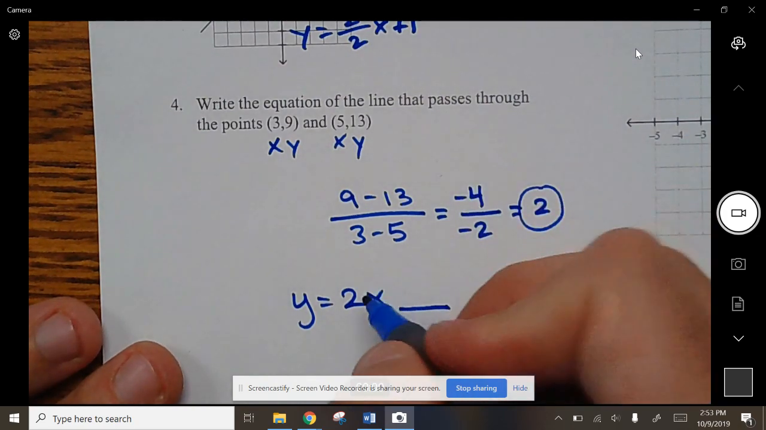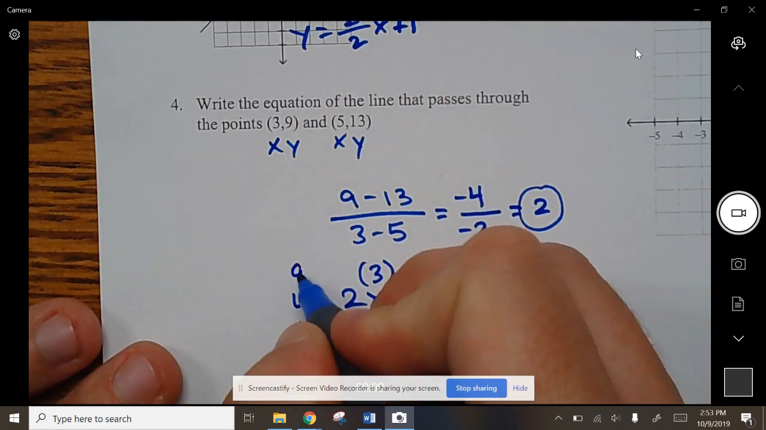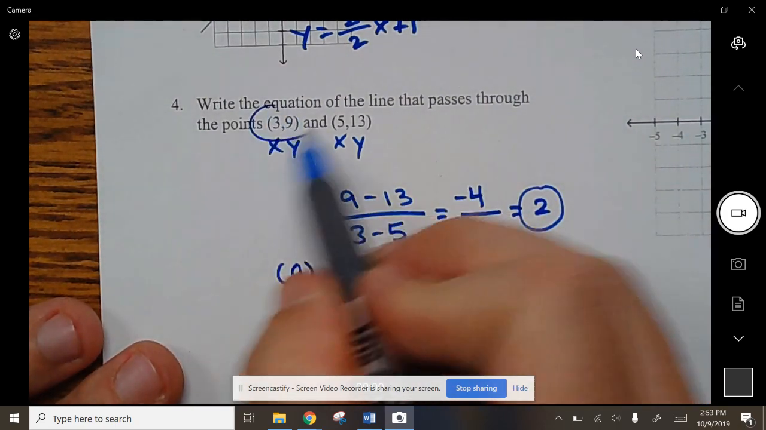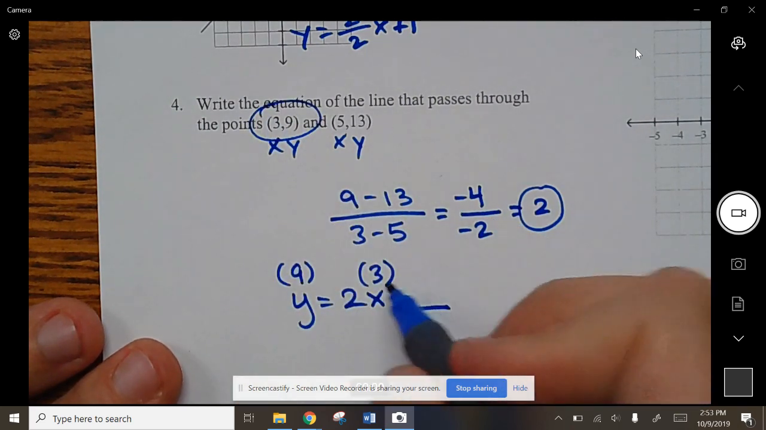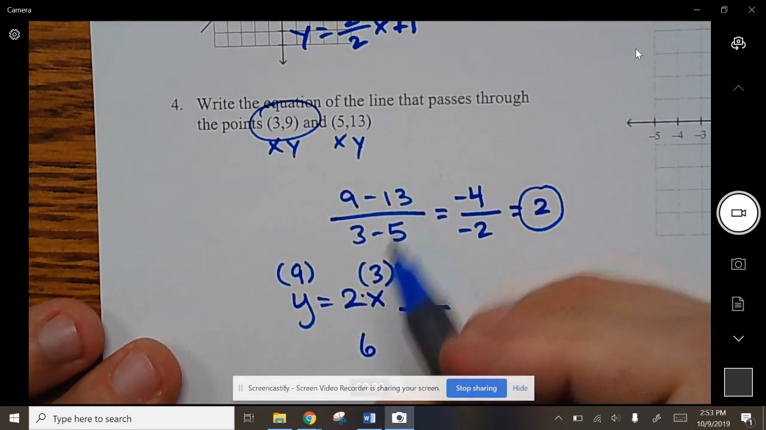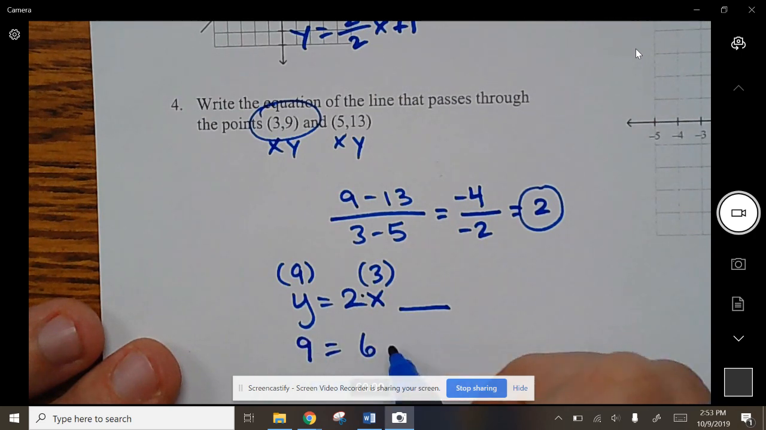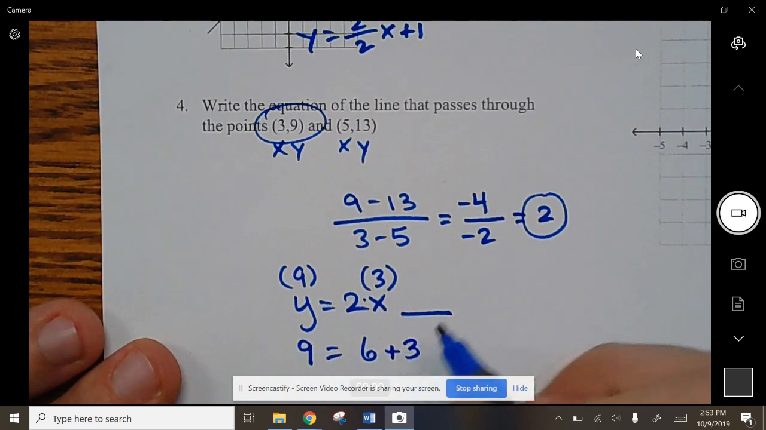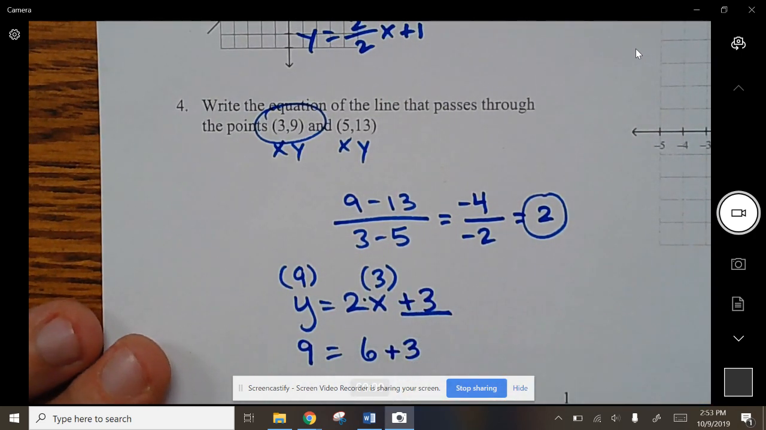Plug in the first point. I have 3 for my x and 9 for my y. You see I plugged that point in right there. 3 goes where the x is. 2 times 3 is 6. And it has to get to 9. I know I have to add what to get to 9? 3. So that's my y-intercept.